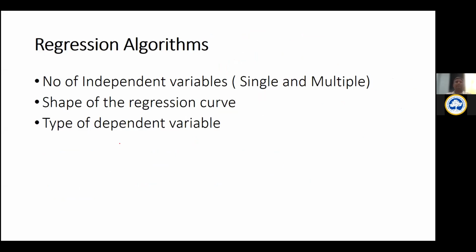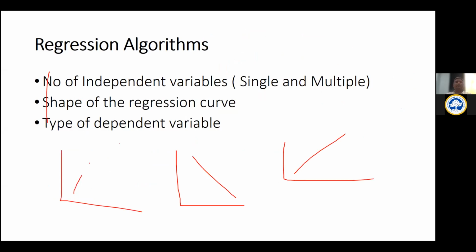For example, you can have a curve like this kind of a curve, then a curve like this, then another curve like this. So different kinds of curves are there. These curves will tell us which regression model can be applied, and how the relationship lies between the data.